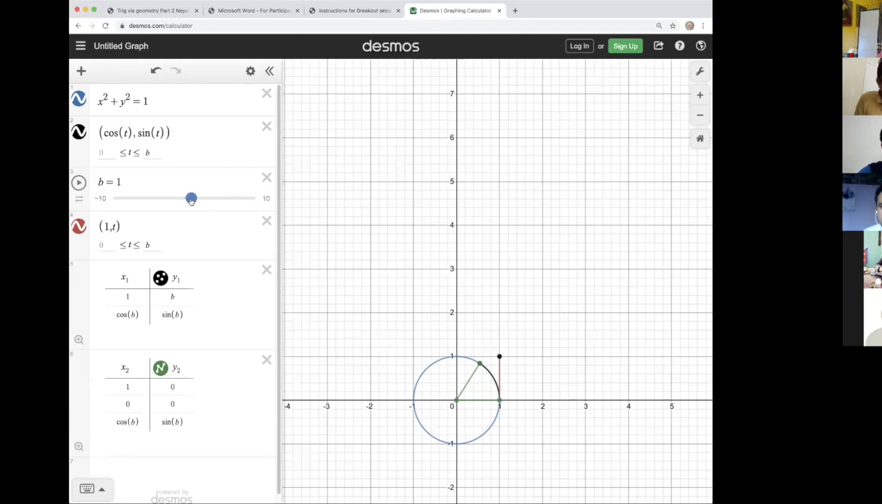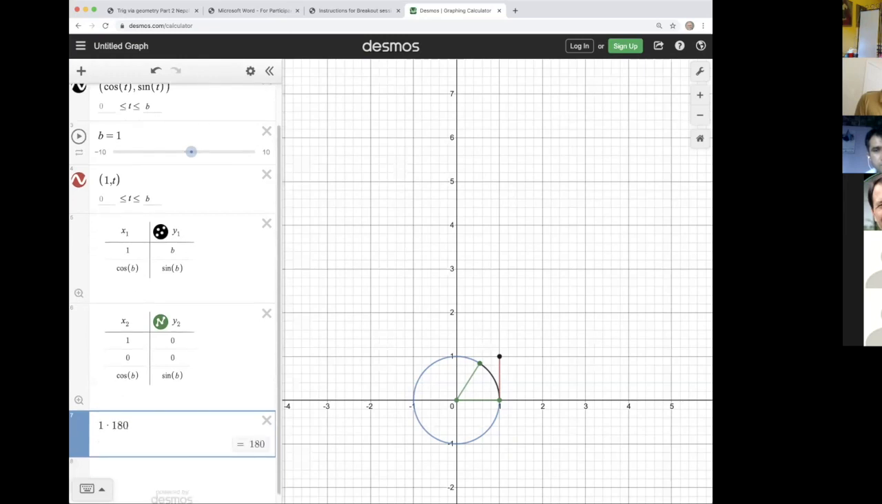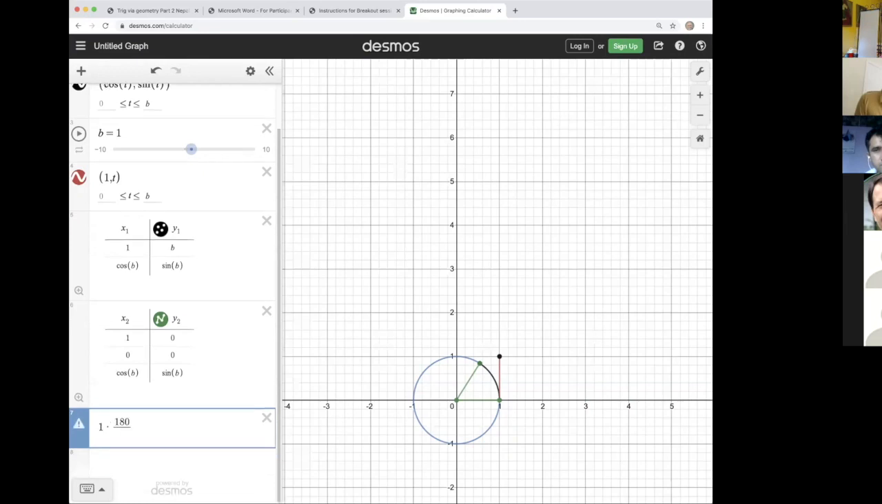1 radian is almost 55, 57 point something, 57.3. Let's see if Desmos can help us out here. What if I said, 1 radian times 180 degrees divided by pi? Maybe I could just type pi.